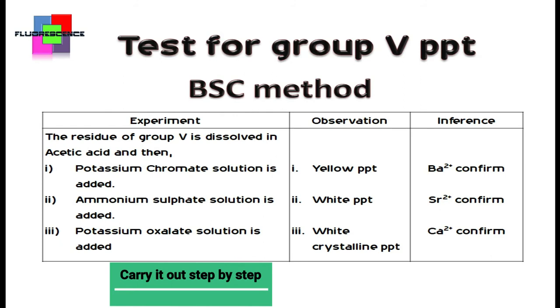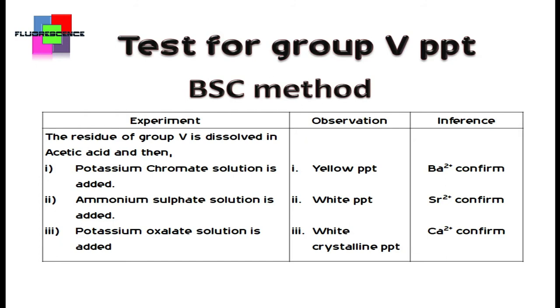If you get a yellow PPT, it indicates the presence of barium ion, you will not proceed further. If not, then only you will add ammonium sulfate solution. If you get a white PPT, it indicates the presence of strontium ion, stop over there. Otherwise, add potassium oxalate solution and you will definitely get a white color precipitation indicating the presence of calcium ion.